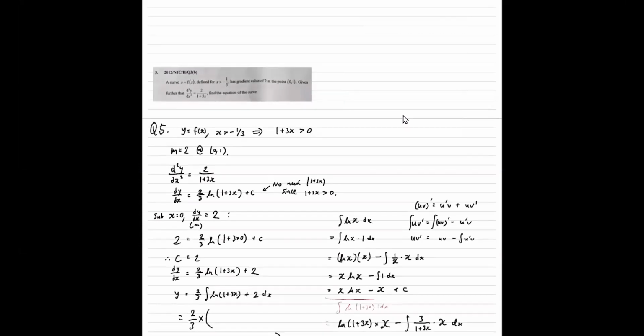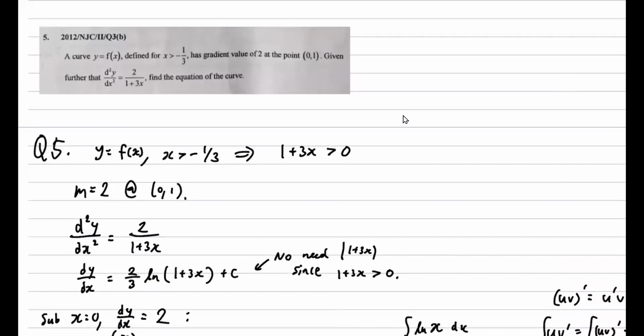Okay, so question 5. We have a curve y equal f of x. It's defined for x more than -1/3. This is just to make sure that we don't accidentally divide by 0. Make sure that the denominator, for example, 1 plus 3x, is not 0. And it has a gradient value of 2 at the point (0, 1). Given further that the second derivative is this function, find the equation of the curve. So gradient, I will just denote it by m equals 2. So m equals 2 at (0, 1). And we also know x is more than -1/3, which also implies 1 plus 3x is more than 0, not 0.